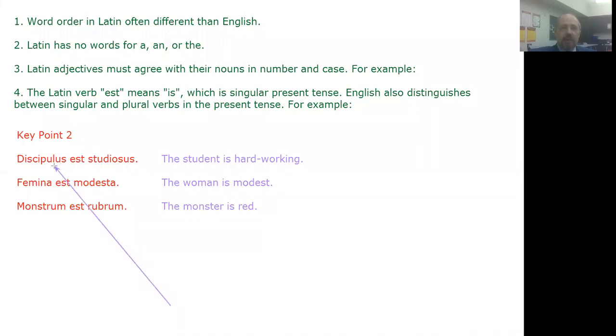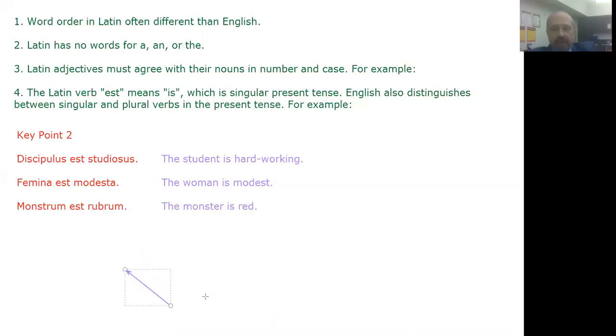Discipulus is masculine, nominative, singular. This adjective is masculine, nominative, singular. This adjective is feminine, nominative, singular. This adjective is also feminine, nominative, singular. Wow, I zoned out. That was embarrassing. And then this monstrum is neuter, singular, nominative. The adjective is neuter, singular, nominative.